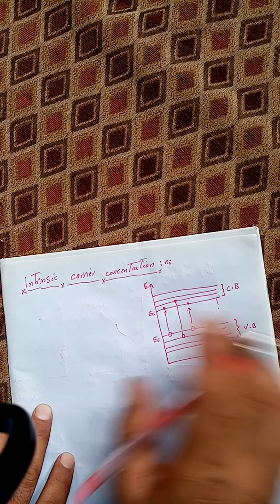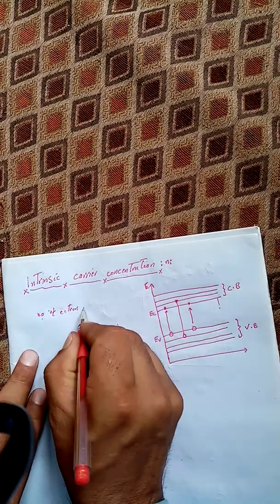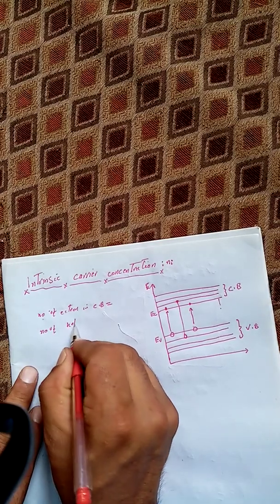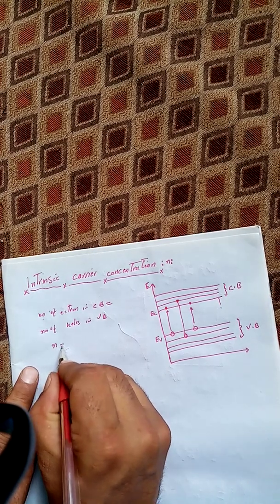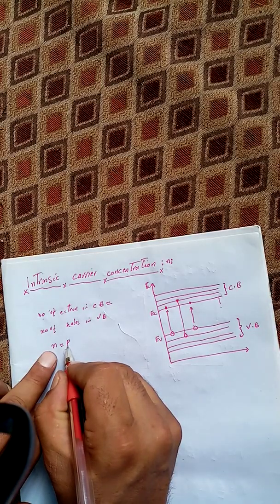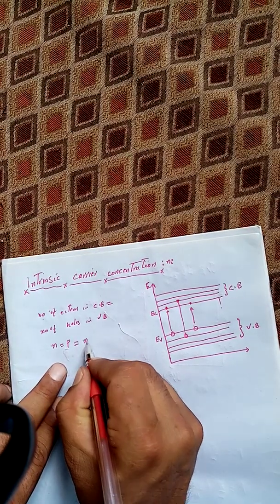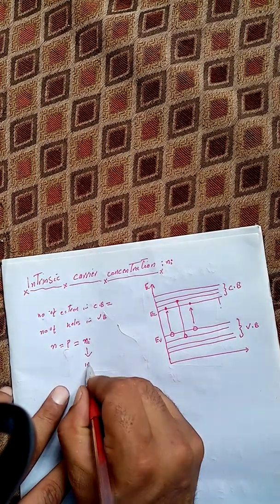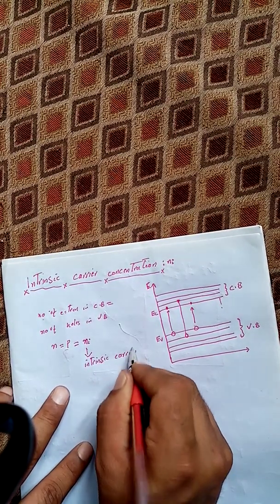So we can say that the number of electrons in the conduction band is equal to the number of holes in the valence band. In other words, the number of electrons in the conduction band is represented by N, which is equal to the number of holes in the valence band, represented by P, which is equal to Ni. This Ni is called the intrinsic carrier concentration.